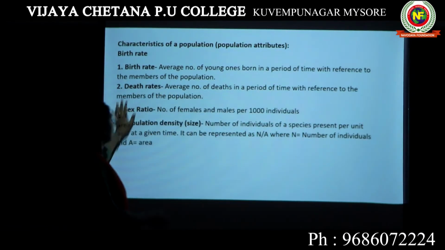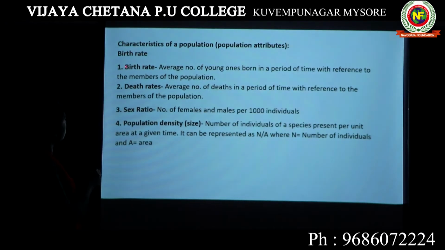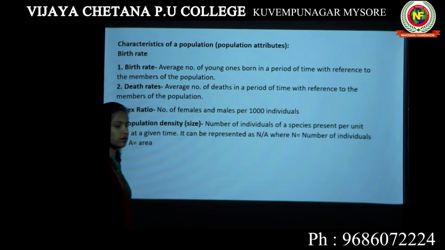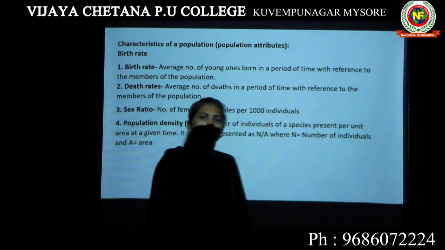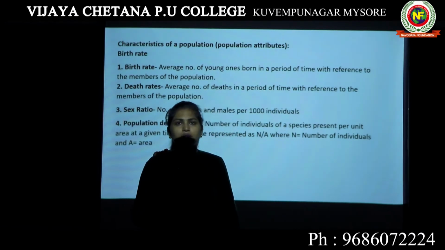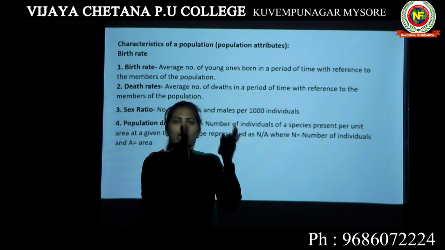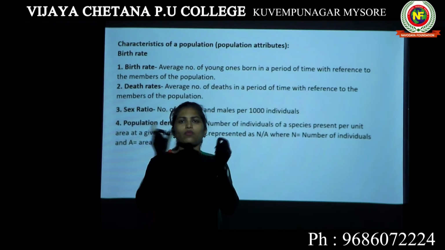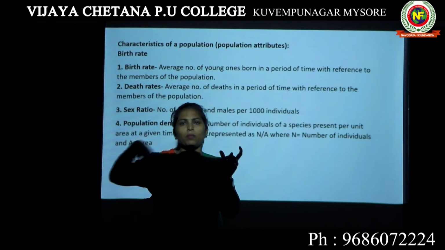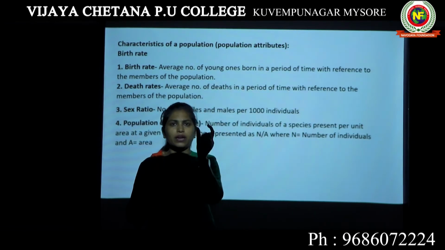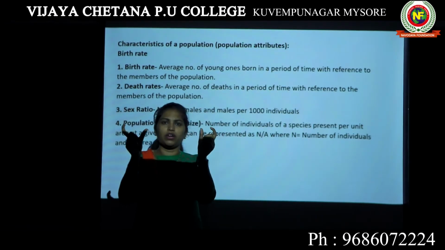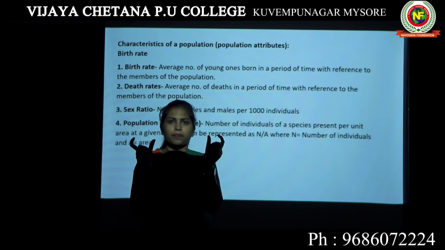Now, first we will study the first characteristic or first population attribute, which is birth rate. How does birth rate become the characteristic of a population? Now, you take one individual, any one particular individual, and one particular population. That means a group of individuals. You are taking one individual and a group of individuals, which is known as a population.